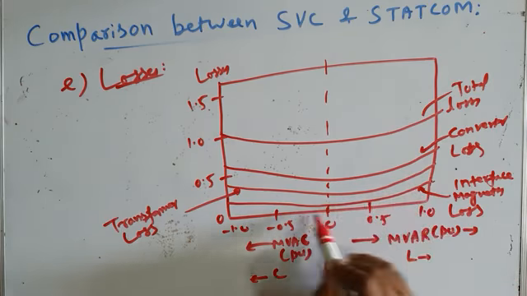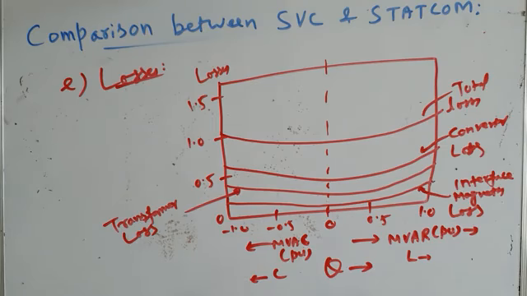Similarly, all the reactive power exchange with the system takes place through the coupling transformer. So coupling transformer losses are again minimum near zero reactive power compensation, and as the reactive power compensation in either direction increases, the transformer losses also increase.